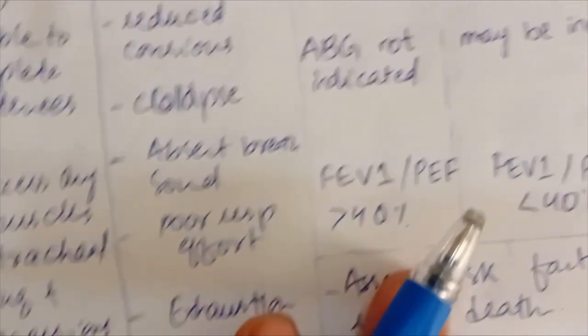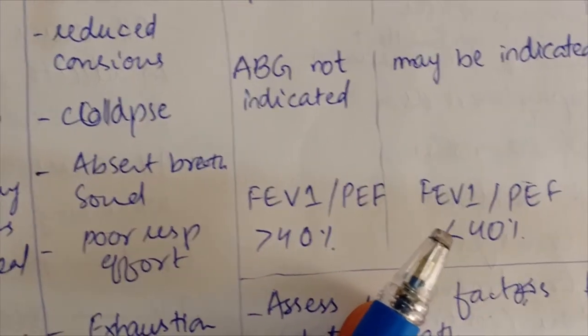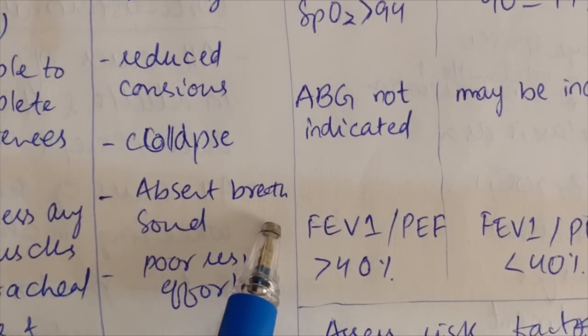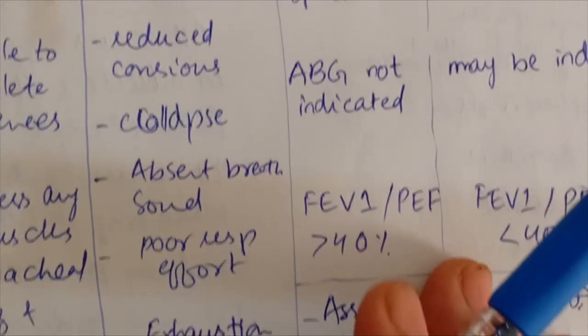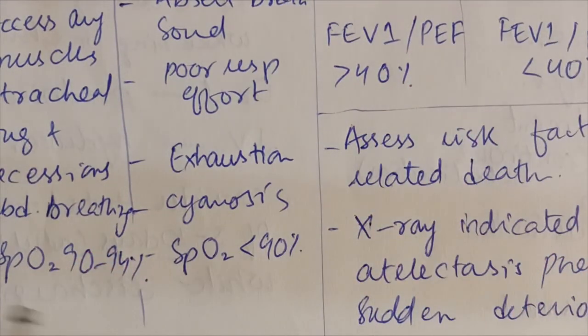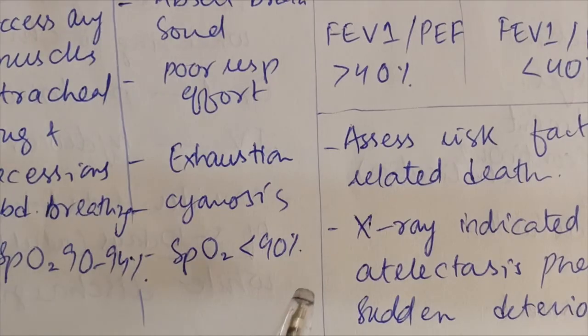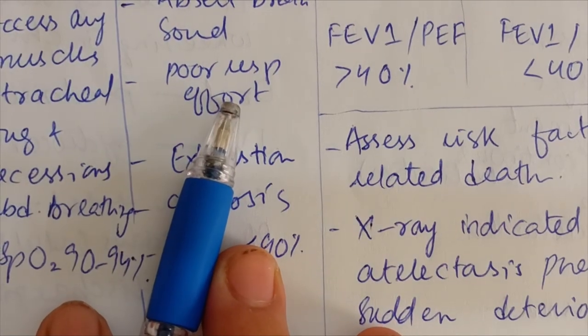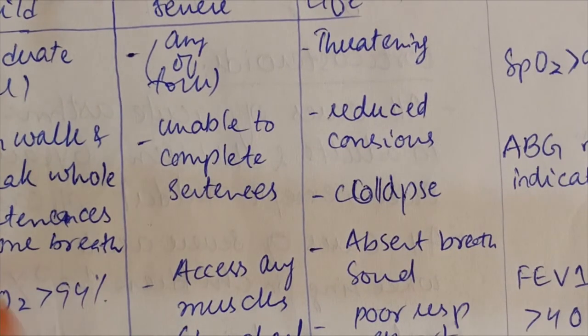But if the patient has life-threatening asthma exacerbation, the consciousness would be reduced. The patient would collapse out of exhaustion. Breath sounds would be absent or very decreased. There would be poor respiratory effort, the patient would be experiencing exhaustion, cyanosis can be there, and SpO2 would be less than 90%. So this is the life-threatening exacerbation of asthma, and this is the rapid severity assessment which we have to do when the patient first enters the ER.